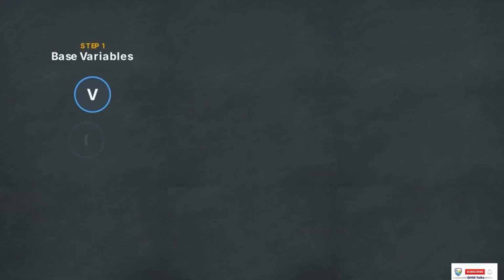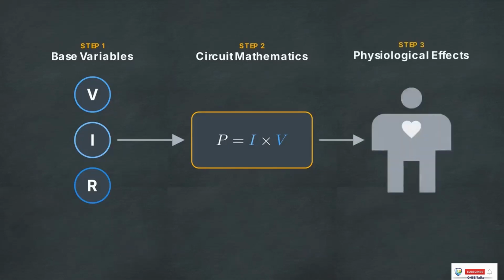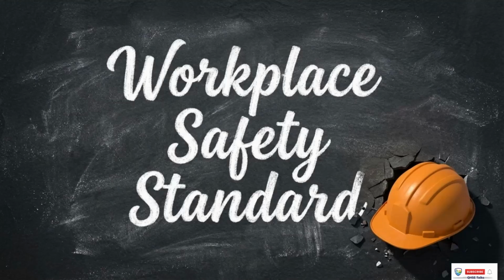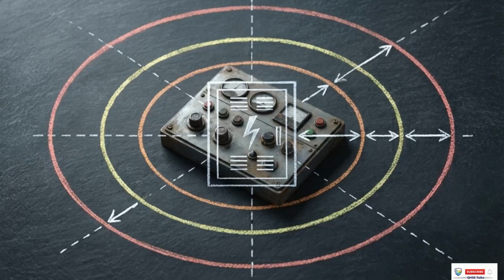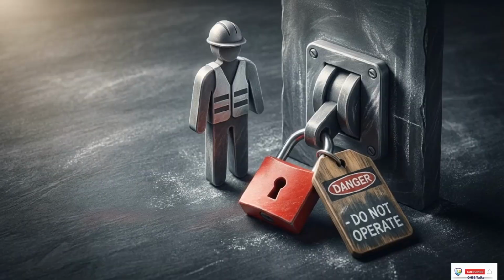We will progress from the base electrical variables through complex circuit mathematics, ultimately mapping these outputs to their exact physiological effects on the human body. From there, we apply these calculations to NFPA 70E. This is the definitive regulatory framework that translates theoretical physics into actionable workplace safety standards. Mastering these theoretical principles is the prerequisite. You cannot design or enforce life-saving administrative controls in the field until you understand the mechanics of the hazard.